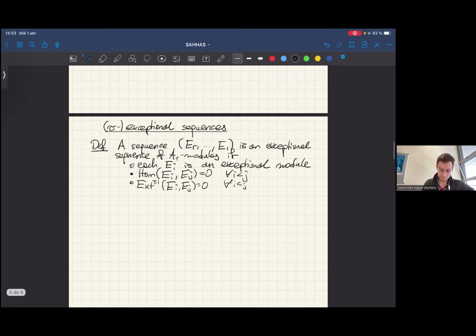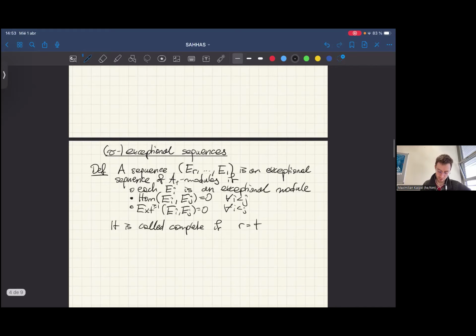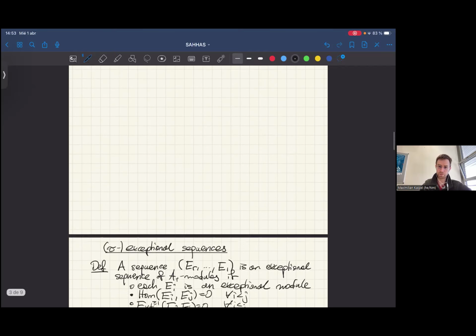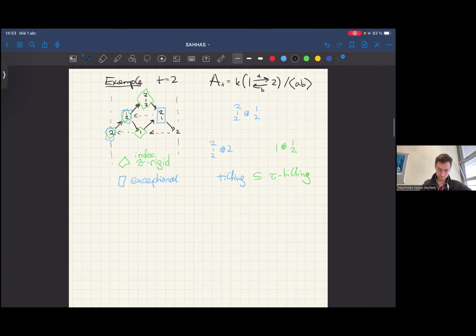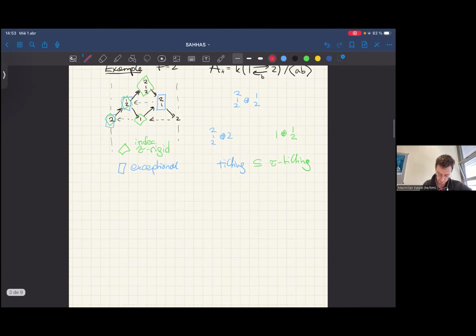So let's, yeah, and one more. Let's say that it is called complete if this R is equal to the number of simples that we have. So in our case, it's two, but in general, call this complete if R is the number of simples that our algebra has. So in our example here, we have two exceptional sequences.